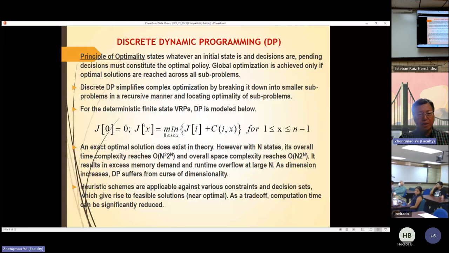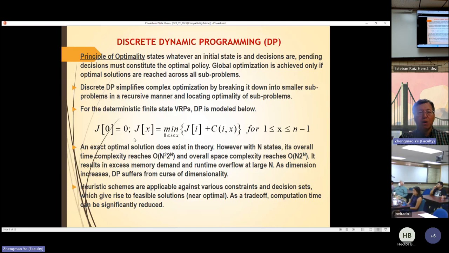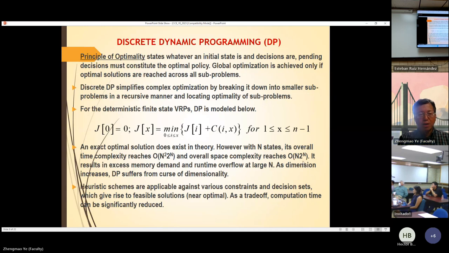For the deterministic finite state VRPs, DP has been modeled as J right here, which satisfies the principle of optimality. An exact optimal solution does exist in theory. However, with n states, its overall time complexity can reach big O n squared 2 to the power n. And the overall space complexity can reach big O n times 2 to the power n. It simply gives rise to exact memory demand and also runtime overflow with a large n. As the dimension increases gradually, DP will suffer from the curse of dimensionality.